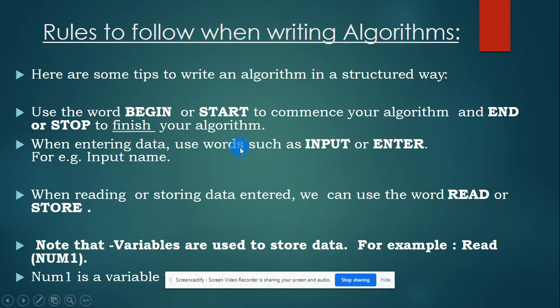All right. There are some rules when writing algorithms. Basically, here are some tips to write an algorithm in a structured way. We use the word begin or start to commence the algorithm, and stop to finish the algorithm. When entering data, we use words such as input or enter. For example, input name. When reading or storing data entered, we can use the word read or store.